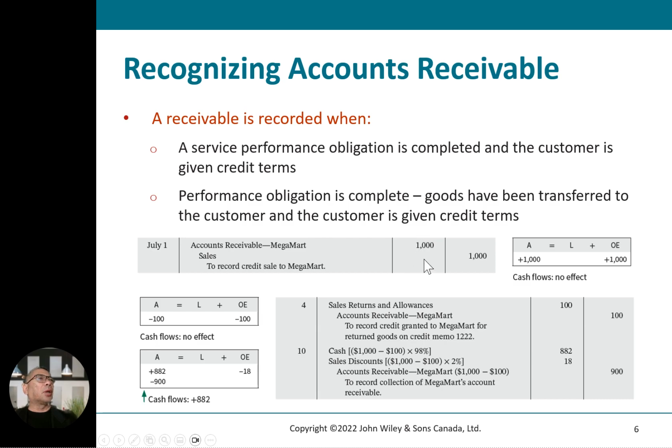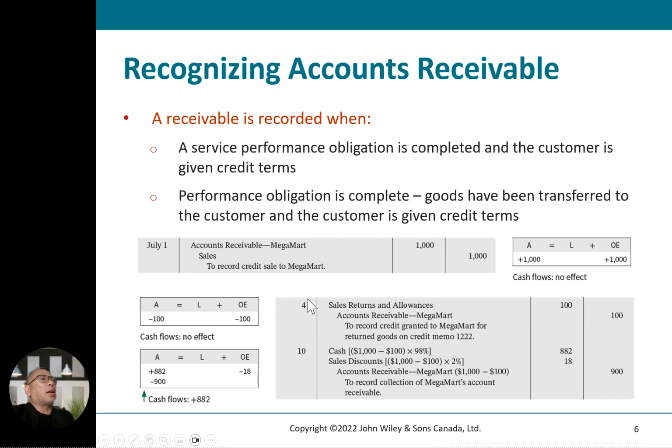Receivable is debit, Mega Mart. Sales is credit here. Okay, so that's to record the sale to Mega Mart on credit. Assets plus $1,000, receivable $1,000. There's no effect in terms of cash flow. In terms of the calculation here, assets, if there's any return, is minus.